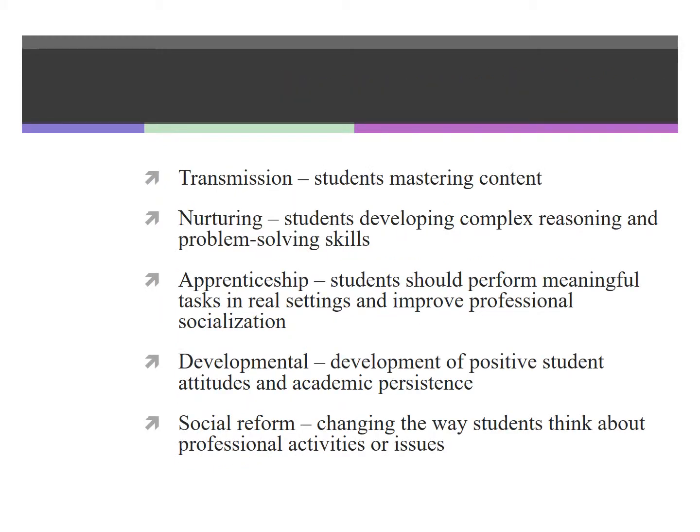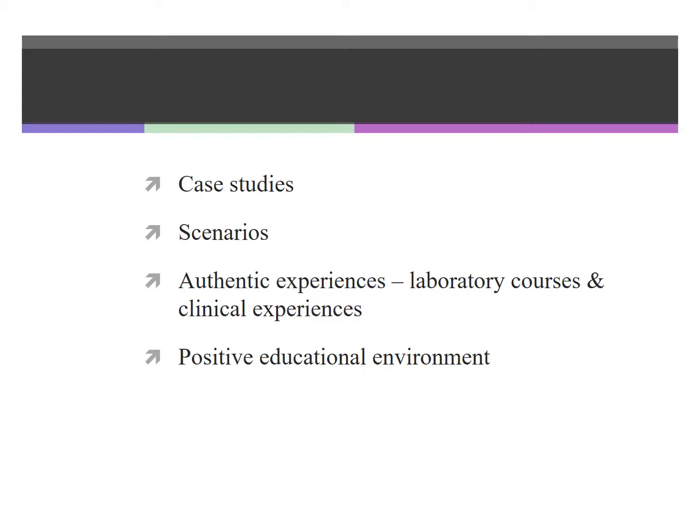Transmission is where students should be mastering their content. Nurturing, students should develop complex reasoning and problem-solving skills. Apprenticeship is where students will perform meaningful tasks in real settings and improve their professional socialization. Development is where students will have positive attitudes and academic persistence. And social reform changes the way students think about professional activities or issues. Some of the testing methods include case studies, scenarios, authentic experiences, including laboratory courses in clinical education, and a positive educational environment.